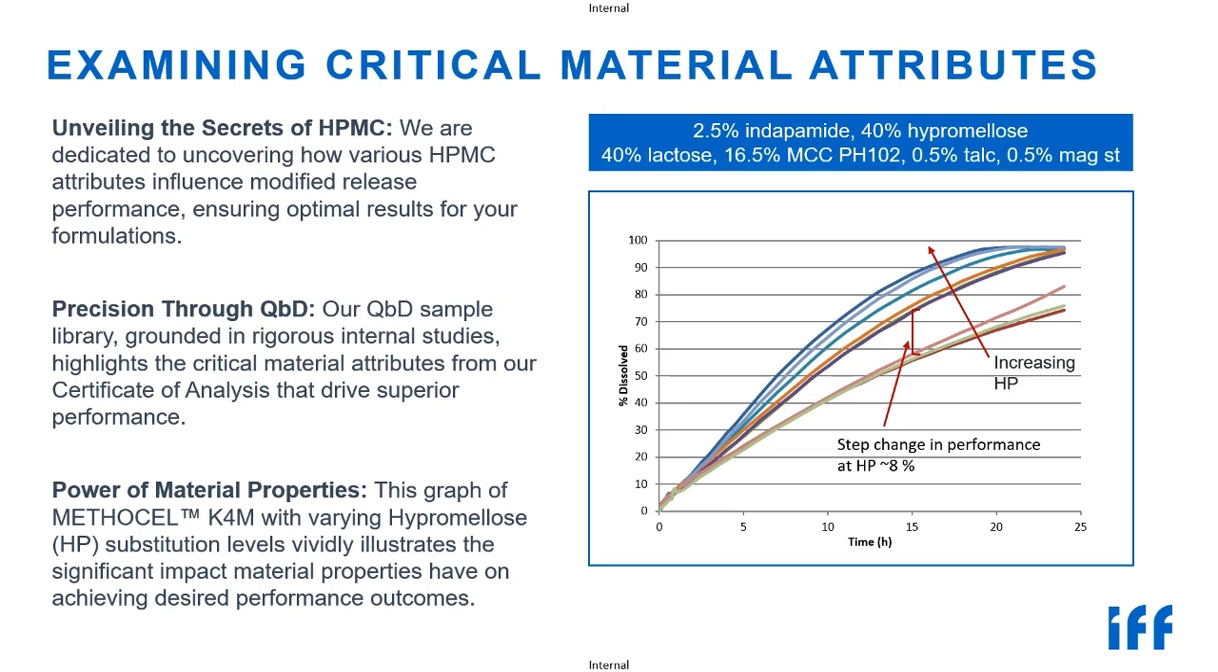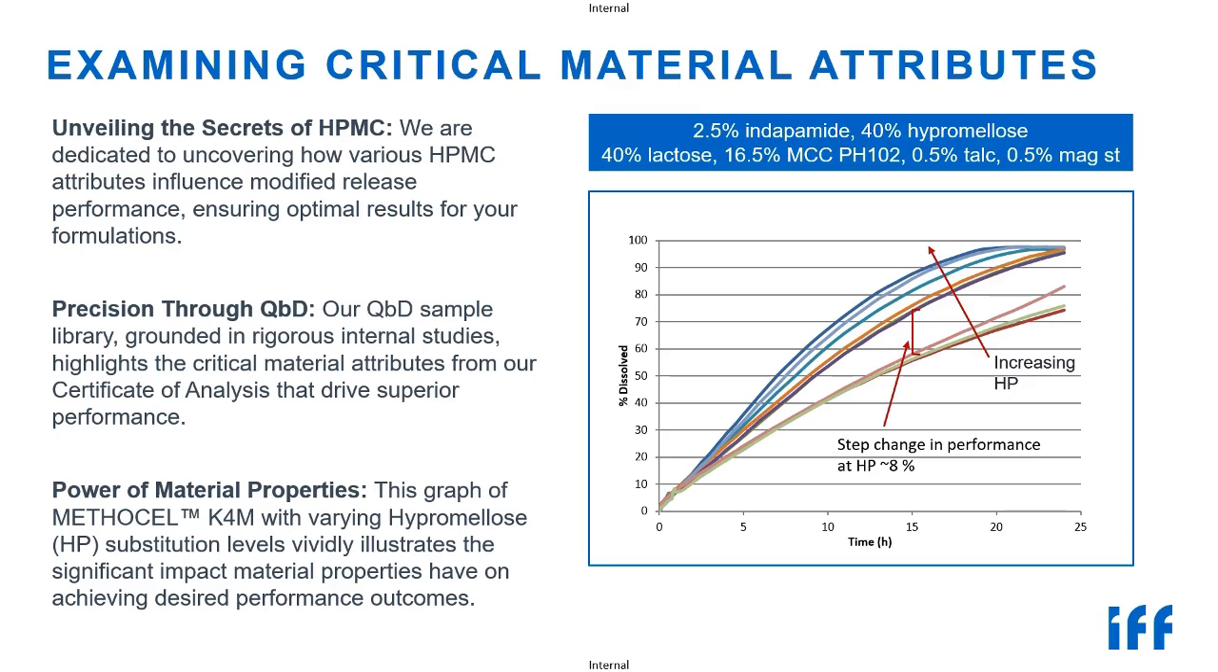We have an example on the right-hand side of Methocel K4M, where the HP content of substitution has been varied. We notice that as we go above 8% HP content, we see a significant change in dissolution profiles. This just highlights the impact of some material properties on performance outcomes.